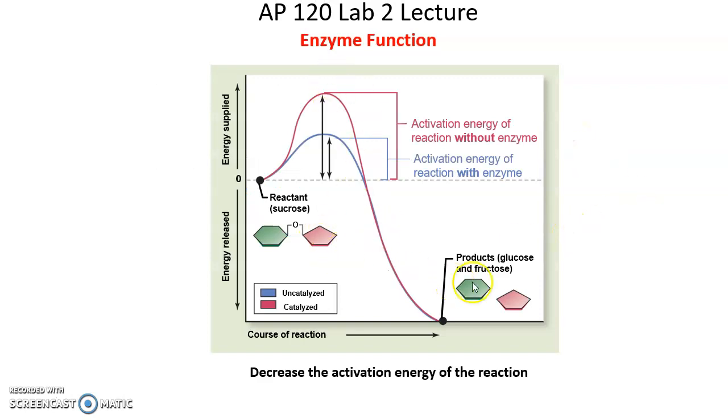So basically, we have this lovely graph here. Here is, say, your substrate, and here is the product. In this case, we're breaking up sucrose into its components, glucose and fructose. Normally, without an enzyme, there's this huge mountain of activation energy needed. Because of this, sucrose only breaks down into fructose and glucose, say, once every 1,000 years.